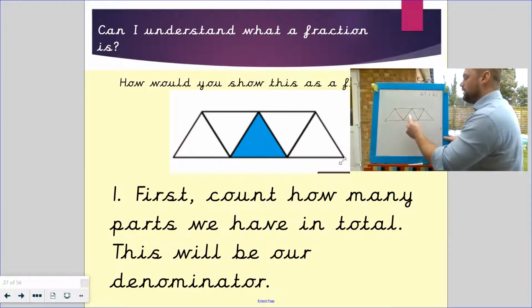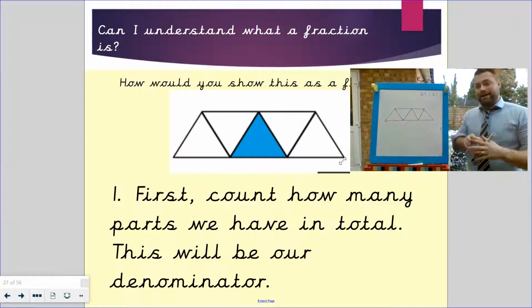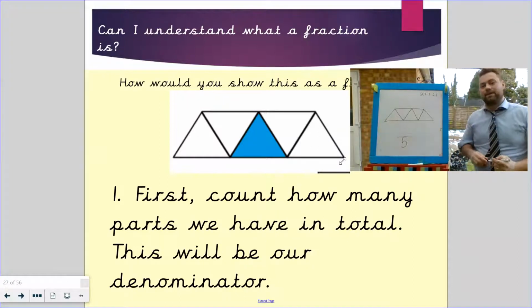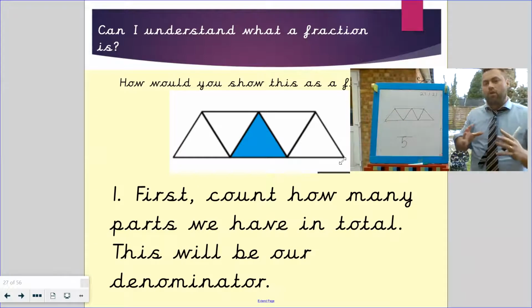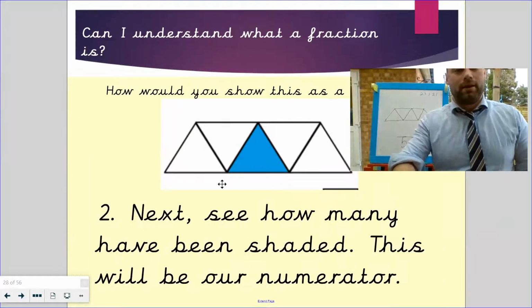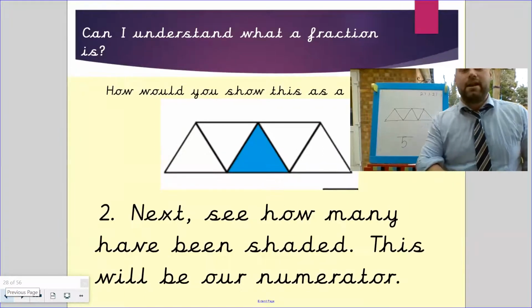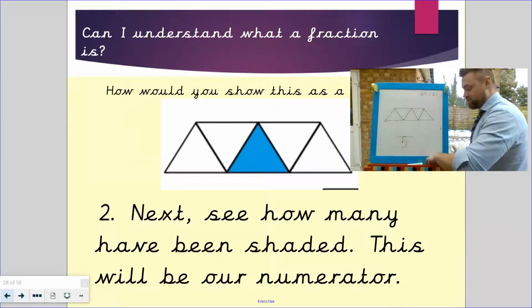1, 2, 3, 4, 5. So my whole is now in 5 equal parts. And that is what we write as our denominator. That's how many parts our whole has been divided up into. Next, we need to see how many are shaded.